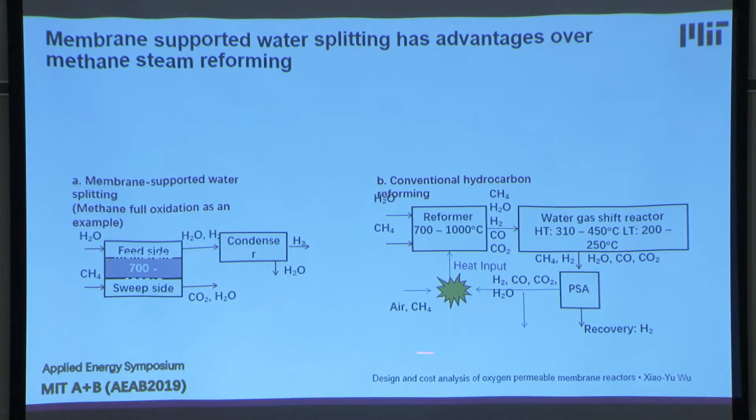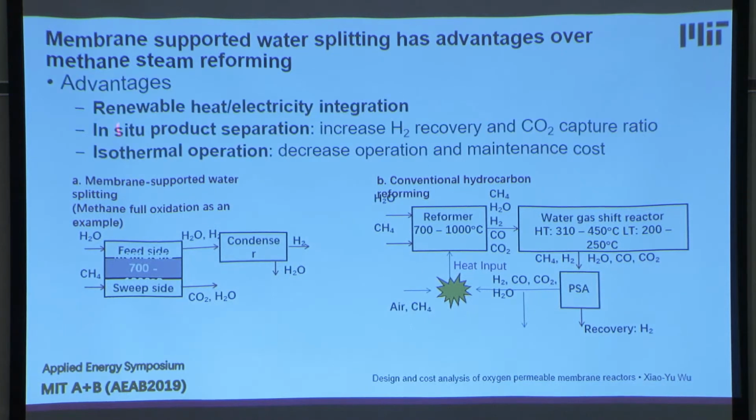The conventional hydrogen production uses a steam reformer, a gas shift reactor, and also pressure swing adsorption to purify the hydrogen. So you know that there are lots of different reactors, and it's a very complex system. That's why, in what we are talking about here, there are several advantages for our technology.